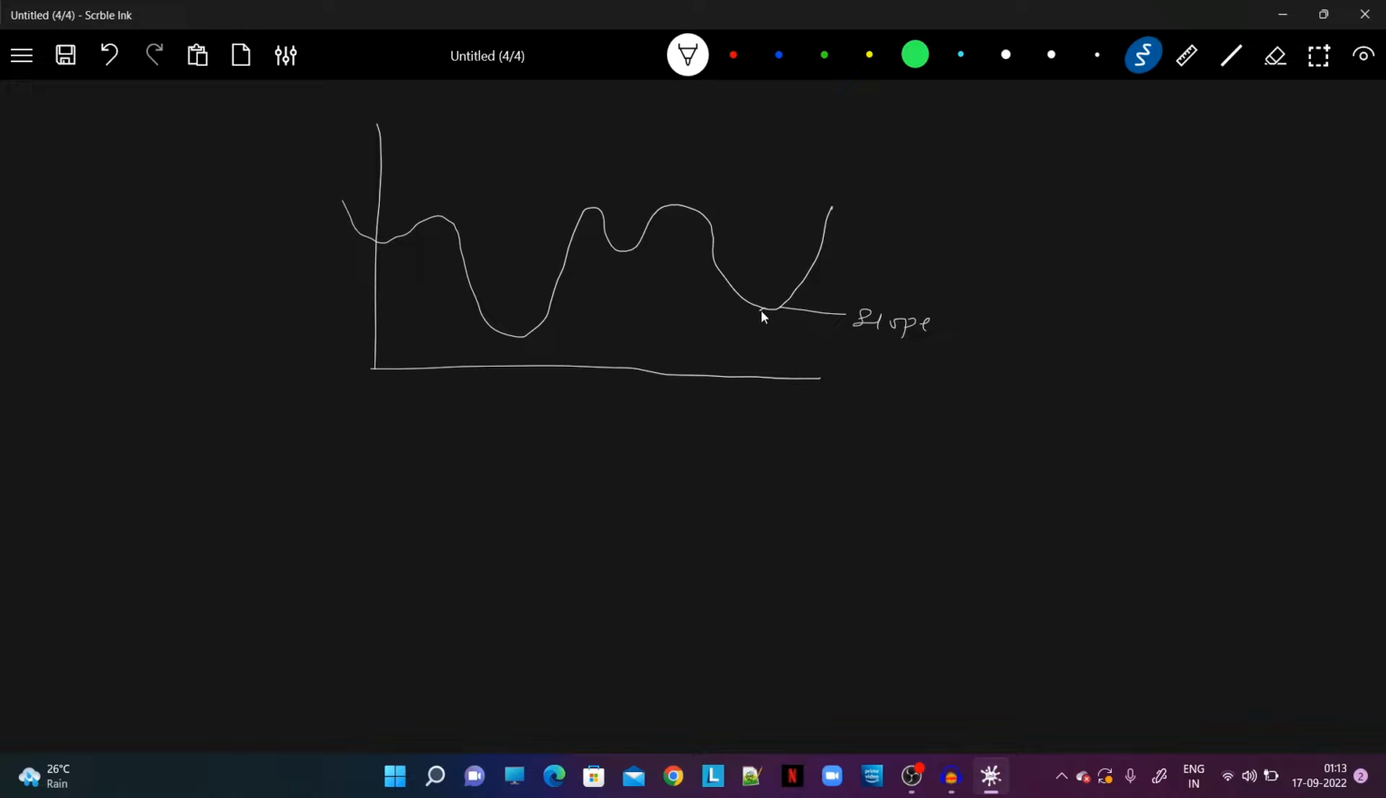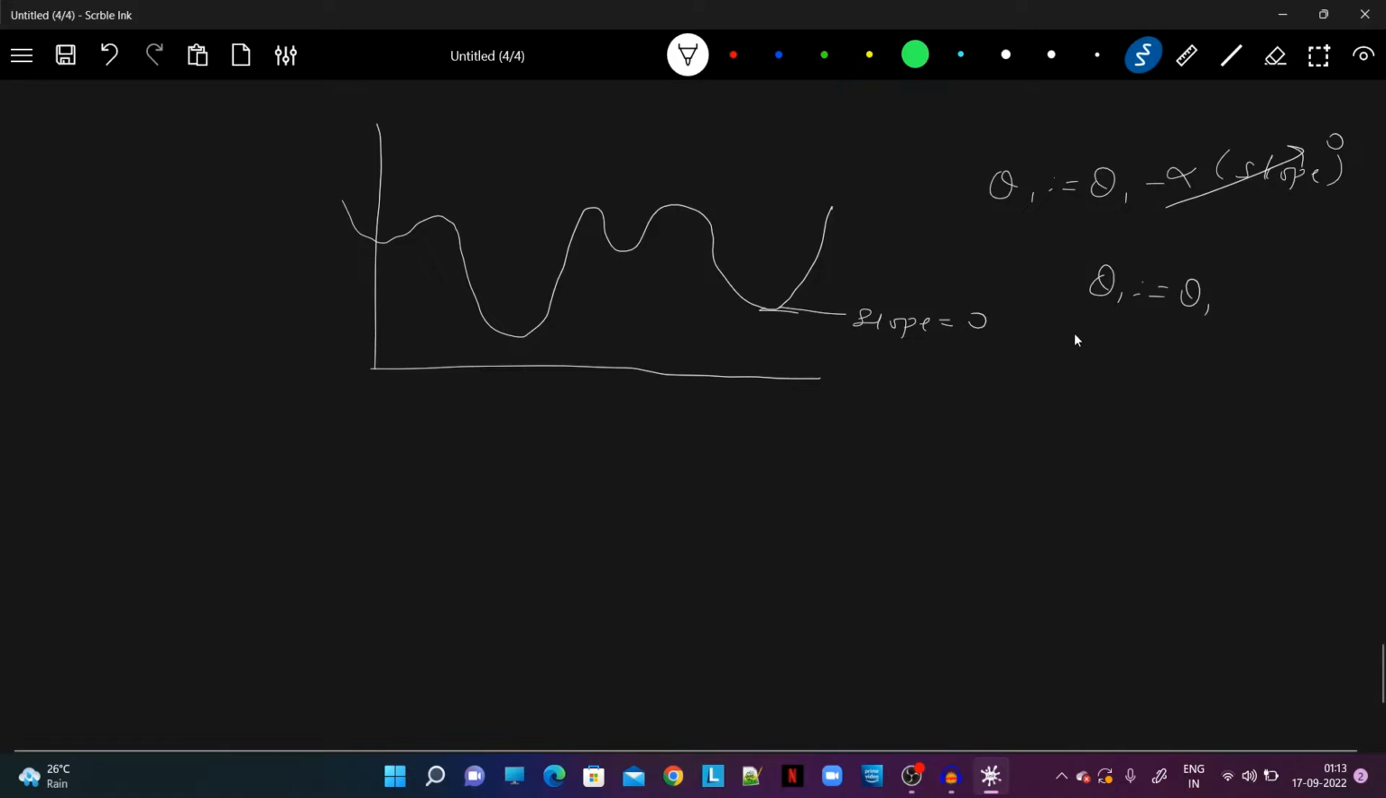Here particularly your slope is equal to 0, which is basically the local minima, and as the slope becomes 0, what will happen? Theta 1 will be equal to theta 1 minus alpha times the slope. And if the slope value becomes 0, this term becomes 0, and thus the theta value will remain the same. It will not get updated, and thus gradient descent can converge even at a local minima, even if you keep alpha fixed.